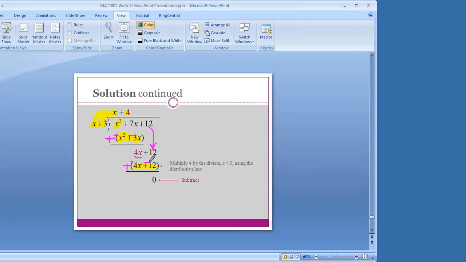4x minus 4x is 0. That's why I picked it. 12 minus 12 is 0, which is a coincidence. That's fine. We can have a remainder. There's nothing wrong with that. But that indeed does mean we have no remainder.